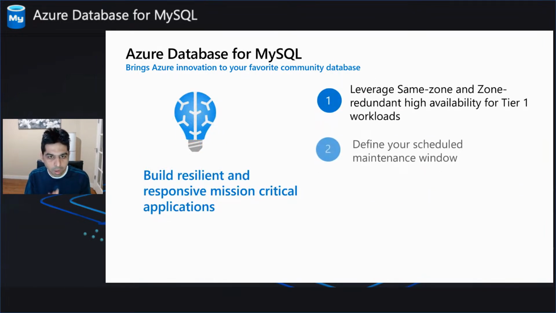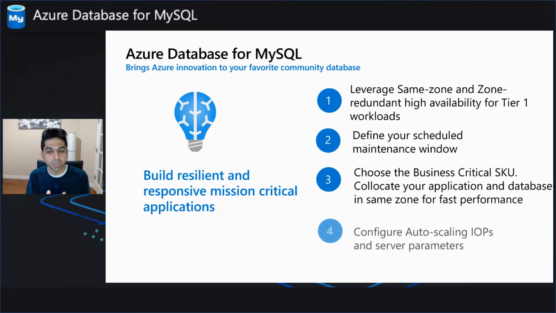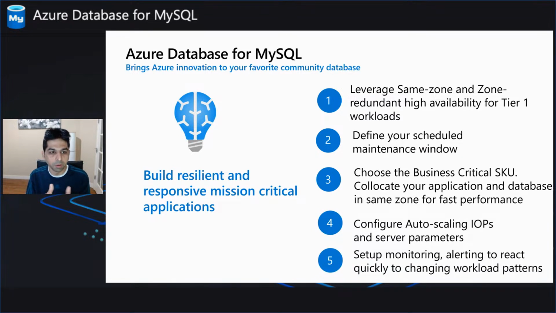Next, Azure Database for MySQL Service gives you all the capabilities to build resilient and responsive, fast, mission critical applications. The flexible server offering provides you same zone and zone redundant high availability with 4 nines of SLA, which translates to around 4 minutes and 23 seconds of downtime per month.